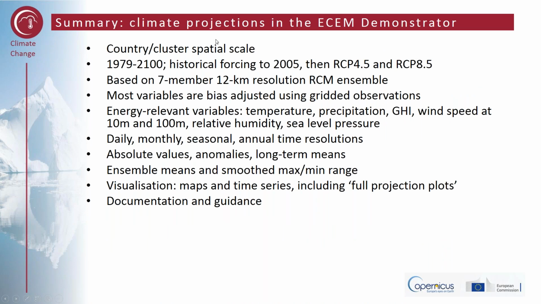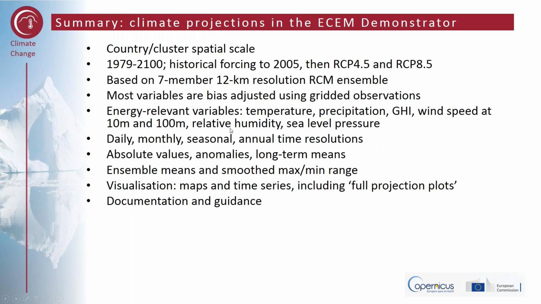So information at the country scale, and also slightly higher resolution cluster scale, so 100 subregions across Europe. The projections run from 1979 to 2100, covering both the historical forcing and the RCP forcing period. As I said, these are based on 7 models with an original resolution of 12 kilometers, with bias adjustment in many cases, encompassing energy relevant variables, so radiation and wind speed, as well as more standard variables like temperature and precipitation.